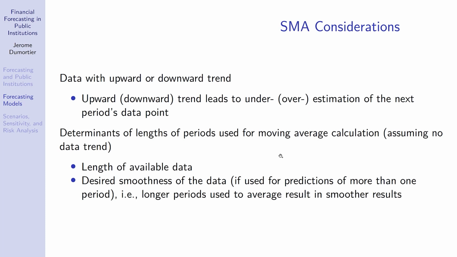So if you have an upward trend, then you are underestimating the next time period. If you have a downward trend, then you are overestimating the next time period. Now, before I have said that we are using a 2-year and a 3-year moving average, but of course this really depends on the length of the available data and what type of forecasting you would like to do.